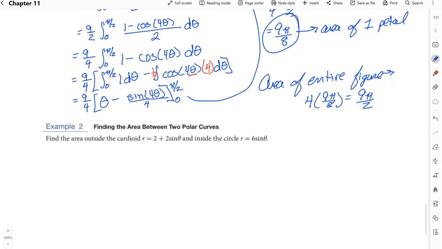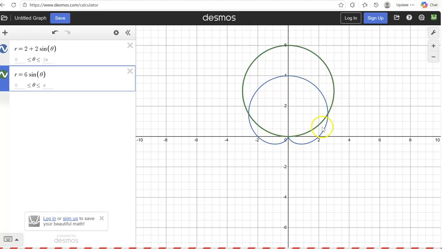Example 2 is asking us to find the area outside of the cardioid r equals 2 plus 2 sine of theta, and inside the circle r equals 6 sine of theta. So we want the area between those two figures. So I'm going to graph this first so we can see what the picture looks like. So here's my cardioid in blue. Here is my circle in green. I want the area outside the cardioid, inside the circle, which would be this area between those two figures. So I'm going to have to figure out the bounds for this.